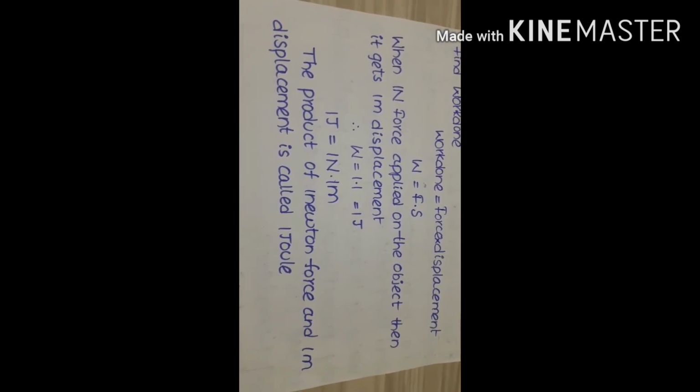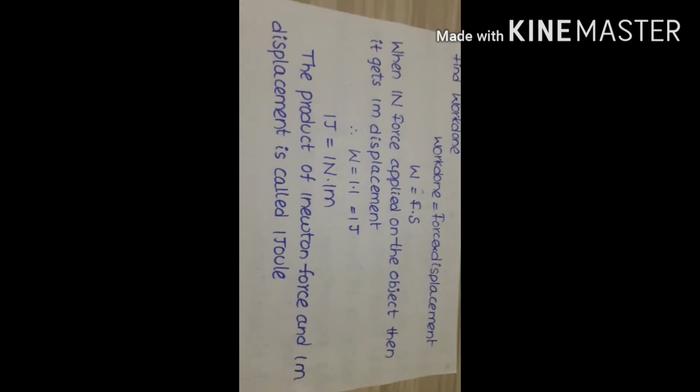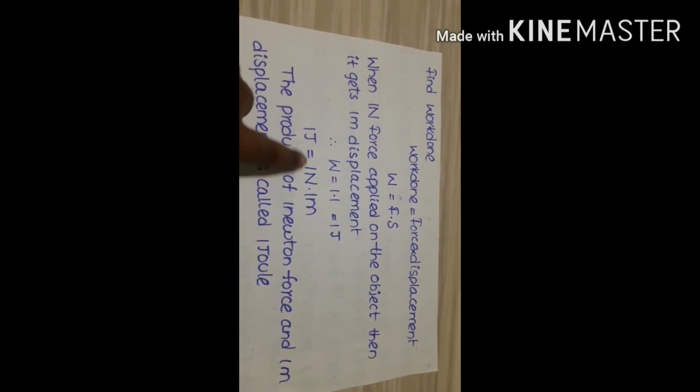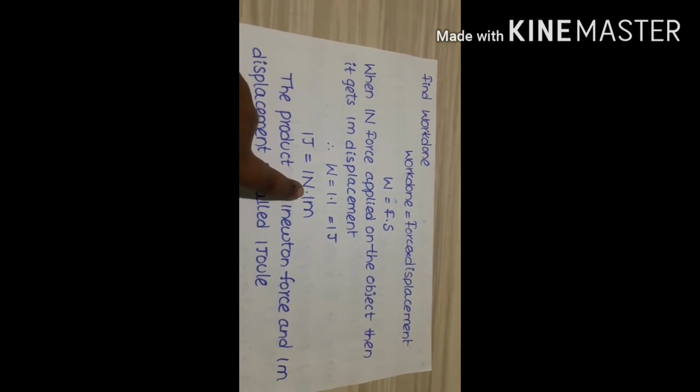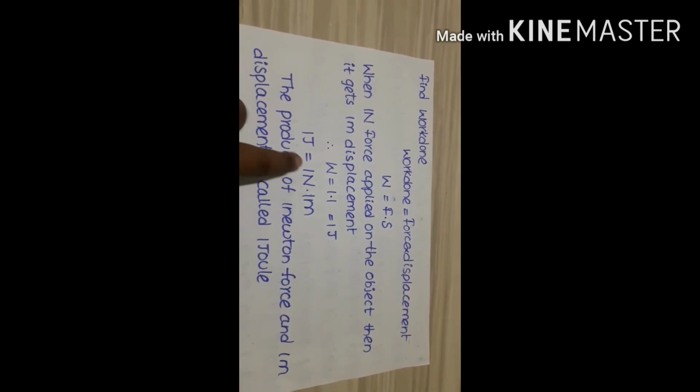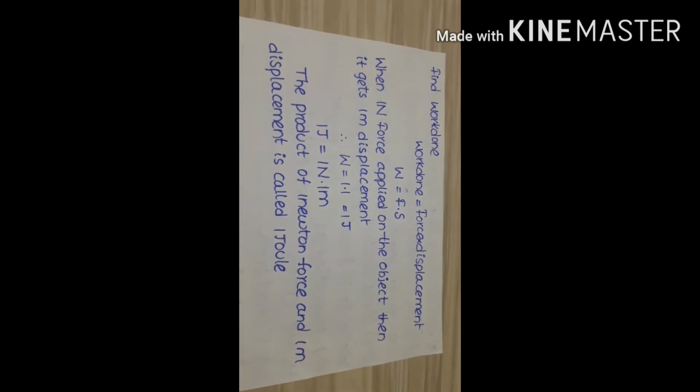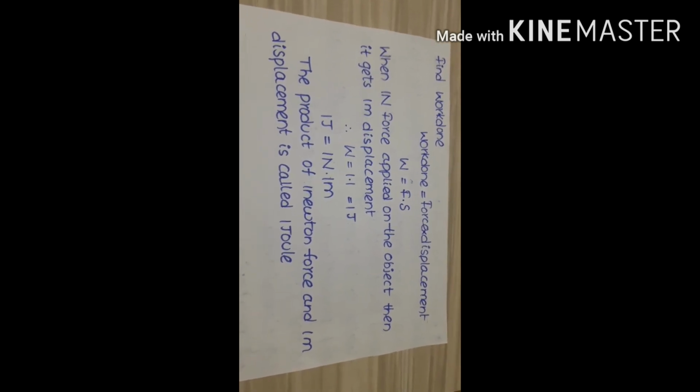Next, define 1 joule. 1 joule is the product of 1 Newton force acting on the object and 1 meter displacement of the object.